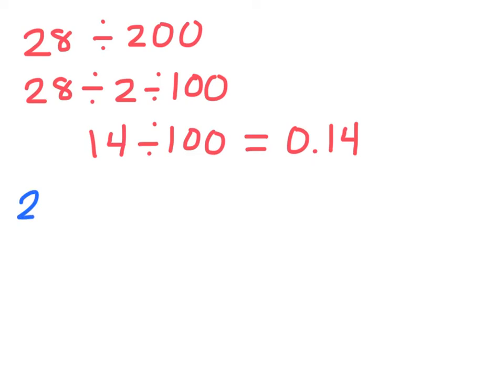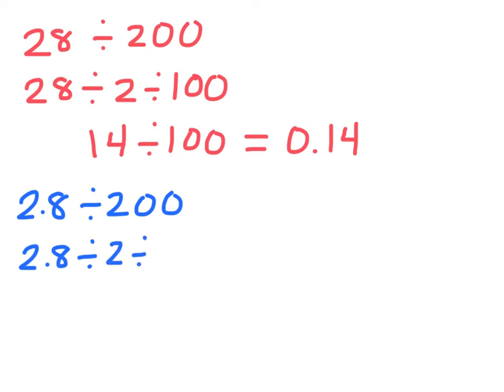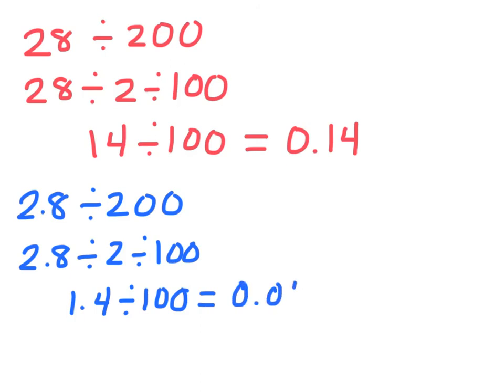Now let's divide 2 and 8/10 by 200. We could begin again by breaking. 2.8 divided by 2 will be 1.4. And once again, all of our digits move 2 places to the right, giving us 0.014 or 14/1000 as our answer.